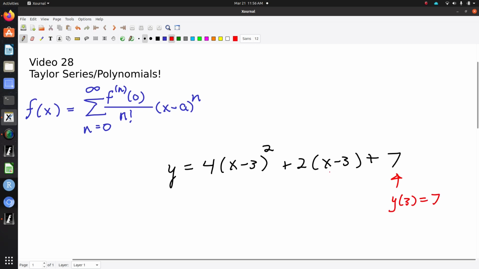It's 7, and that's obvious because those terms will just cancel out if x equals 3, right? But now, you already knew that, but now you know y prime of 3 is sitting right here. You don't have to take the derivative. And you know y double prime of 3 is kind of sitting here, but you have to multiply it by 2 factorial. It's actually 8.